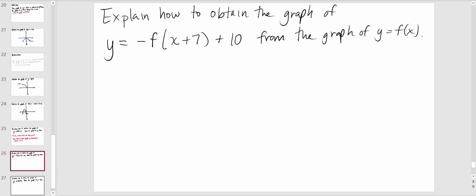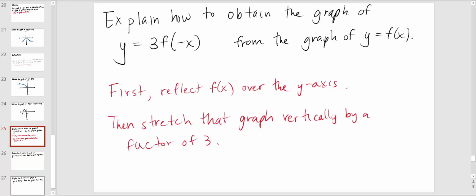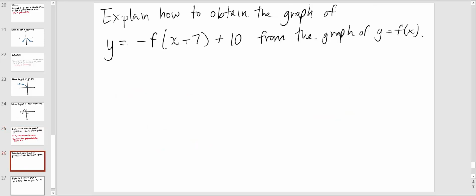Explain how to obtain the graph of y equals the opposite of f of x plus 7, plus 10, from the graph of y equals f of x. The way I said that was a little ambiguous. The x plus 7 is inside the parentheses, the 10 is on the outside of the parentheses. Here, the order in which you explain this absolutely matters. In the previous example, it didn't matter. If you stretched it vertically and then reflected it, or reflected it and then stretched it, it wouldn't make a difference. Here, it absolutely matters what order you do these things in.